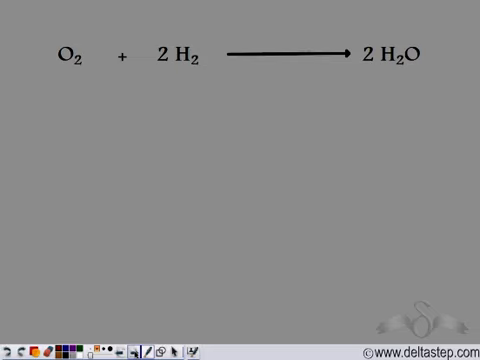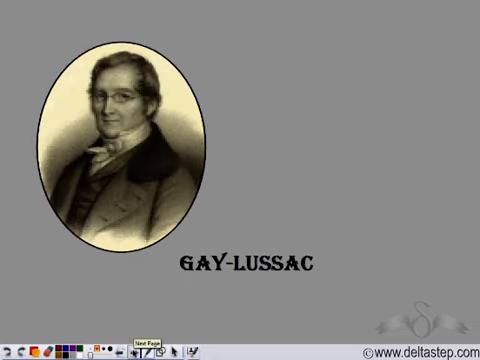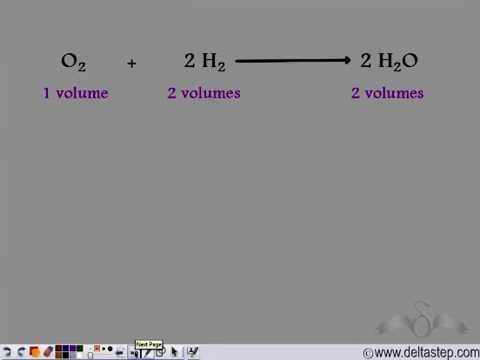The scientists did not have sophisticated instruments to measure the number of molecules of the substances. So what they did, they measured the substances in terms of their volumes. The first scientist to do this was Gay-Lussac. He observed that for the same equation, when oxygen reacts with hydrogen, one volume of oxygen reacts with 2 volumes of hydrogen to give 2 volumes of water.